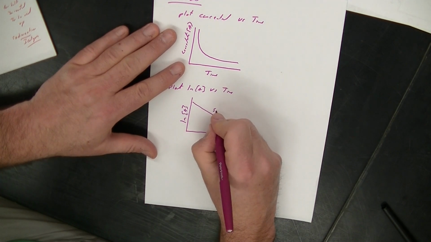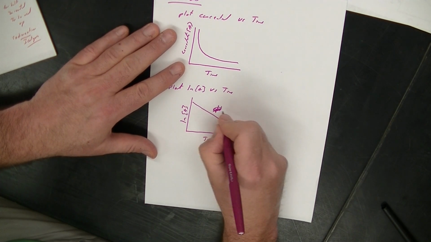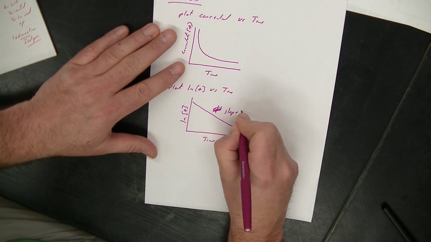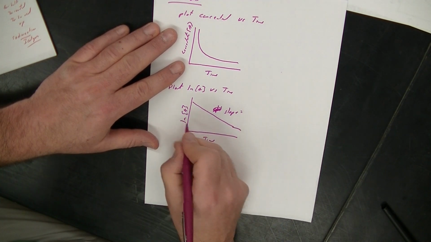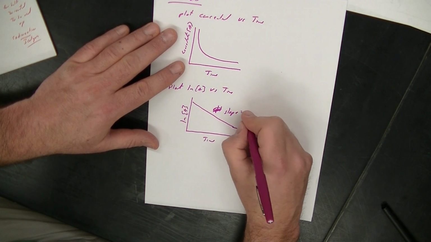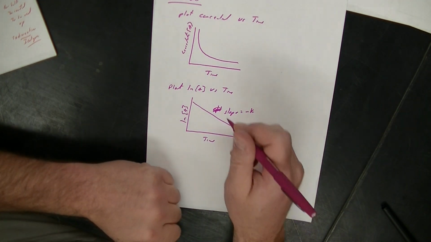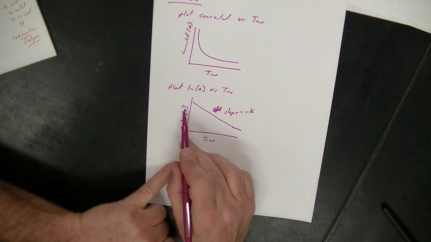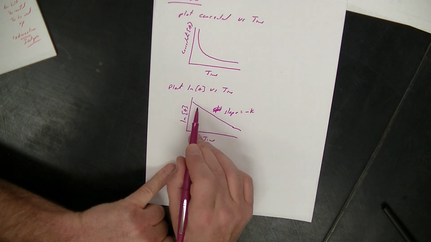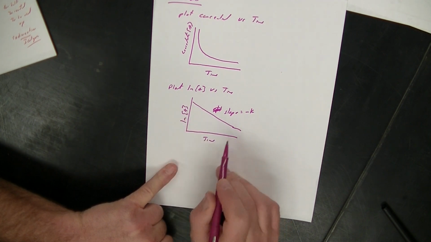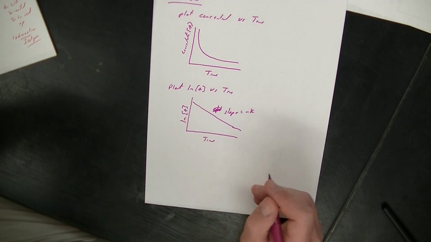And again, the slope of this line when we plot it is negative. So if you see the natural log of the concentration of A versus time with this straight line, this graph tells us that it's first order.